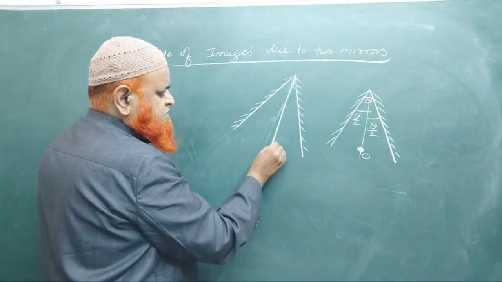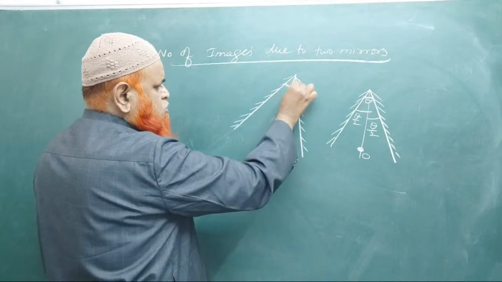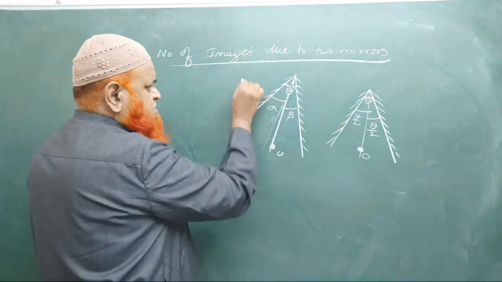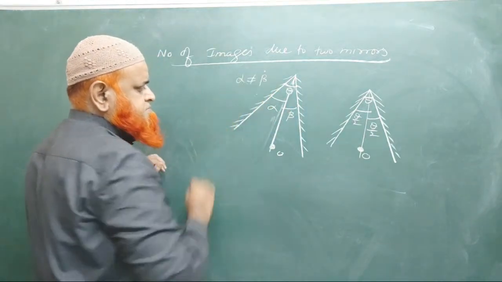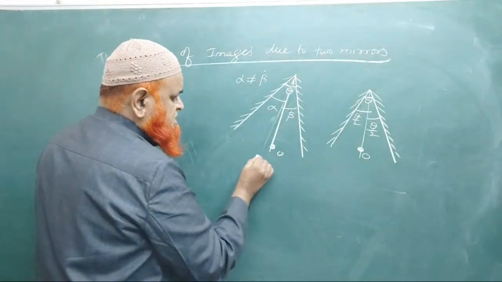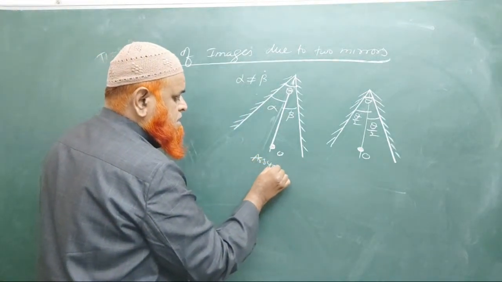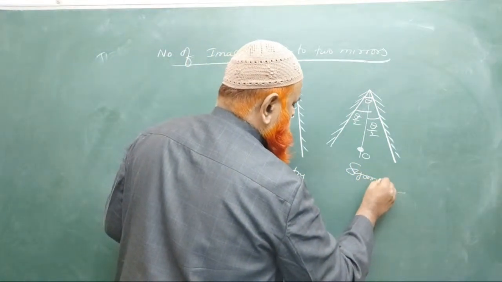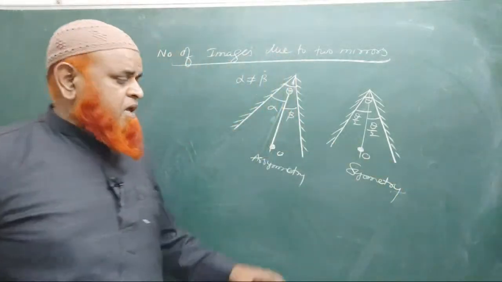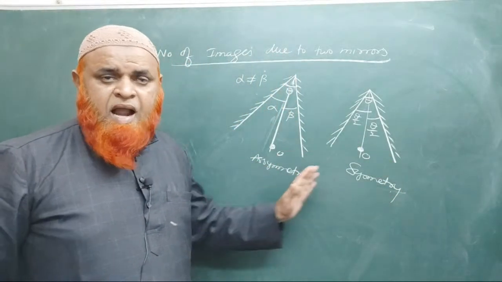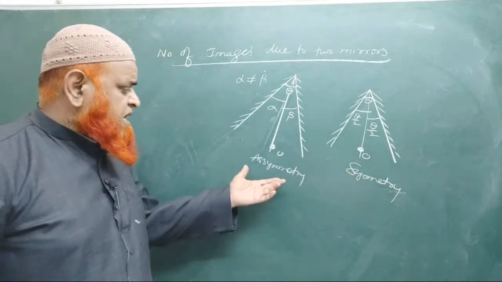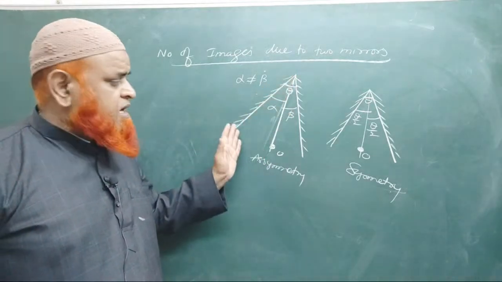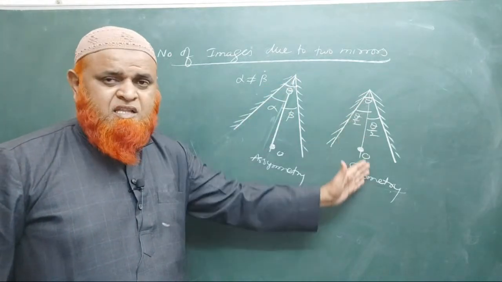You are keeping an object at this place, and the angle between the 2 mirrors is taken as theta, and this is alpha and this is beta. The condition here is alpha is not equal to beta. Okay, so this is asymmetry and this is symmetry. This is the asymmetric case and this is the symmetric case. In asymmetry, object is not exactly at the bisector, little bit deviated, and this is exactly at the bisector.